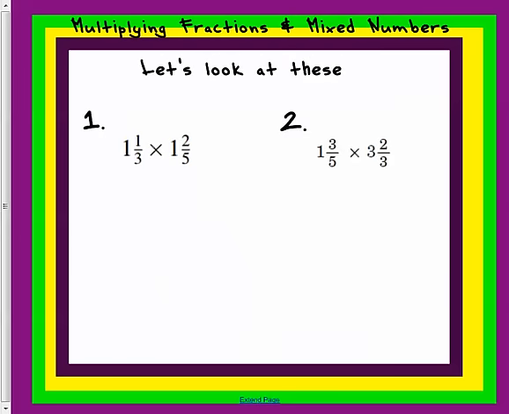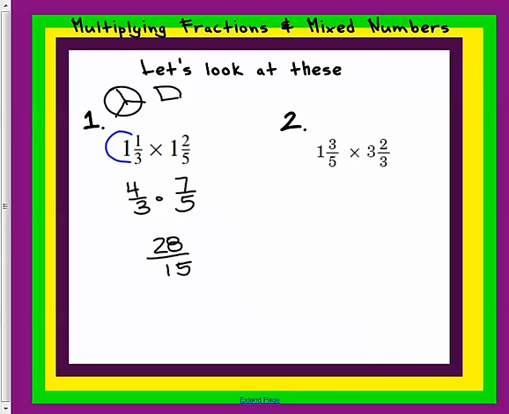Okay, what if they're both mixed numbers? Well, you still do the C method. 1 times 3 is 3, plus 1 is 4, so I have 4 thirds. Because I had 1 whole and 1 extra third, I have 4 thirds. Over here, I have 1 whole, so 1 times 5 plus 2 is 7, so 7 fifths. Now multiply. 4 times 7 is 28, and 3 times 5 is 15. 15 goes into 28 one full time with 13/15 left over.